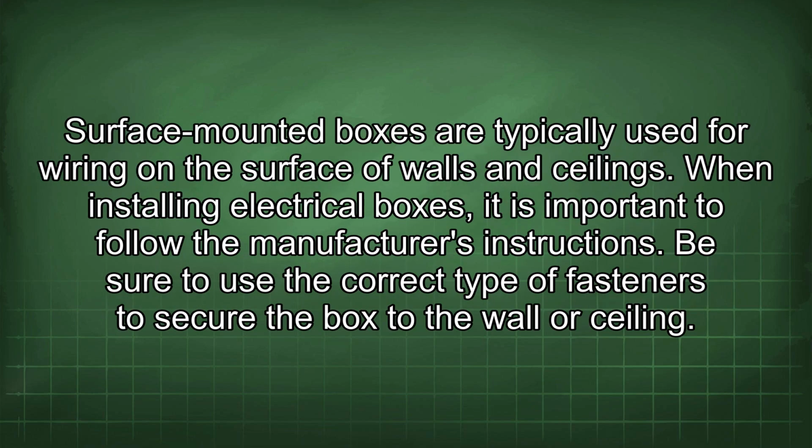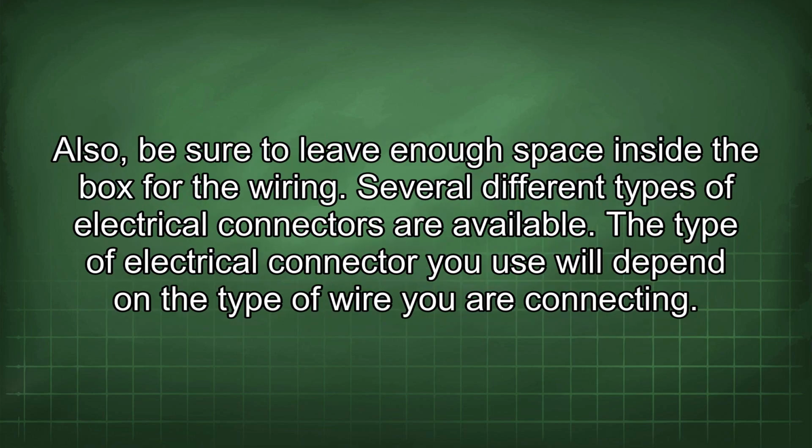Surface-mounted boxes are typically used for wiring on the surface of walls and ceilings. When installing electrical boxes, it is important to follow the manufacturer's instructions. Be sure to use the correct type of fasteners to secure the box to the wall or ceiling. Also, be sure to leave enough space inside the box for the wiring.